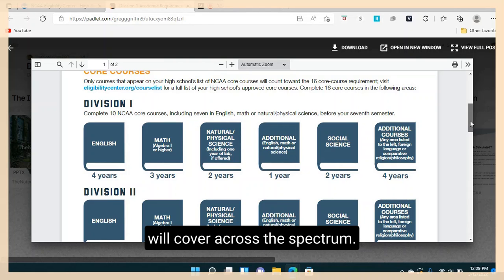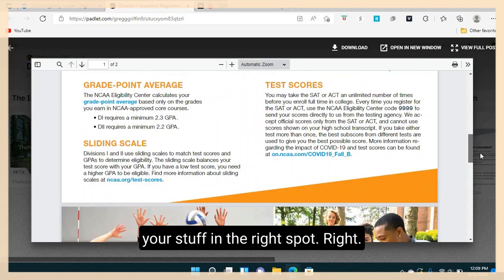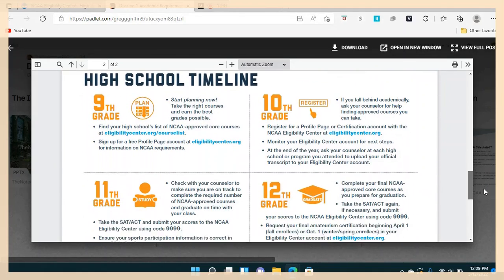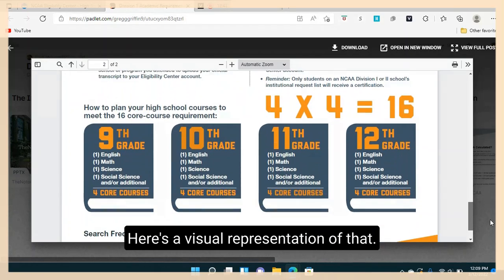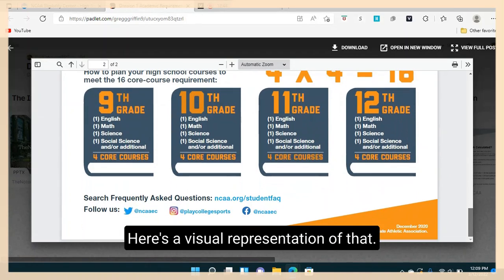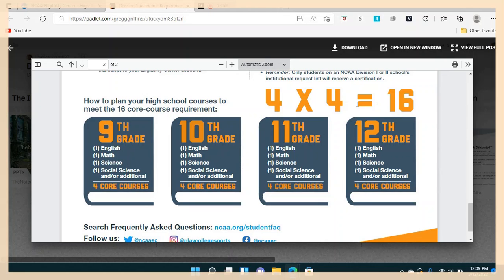So some of these classes will cover across the spectrum. And that's a conversation you can work with your counselor on just to make sure you got your stuff in the right spot. Right. We talked about the 9, 10, 11, 12th grade plan. Here's a visual representation of that. The 4 by 4 equals 16 for classes each year, and that'll track you.